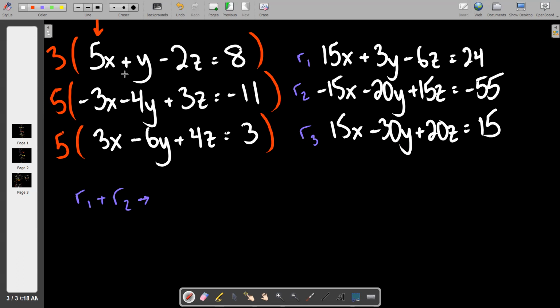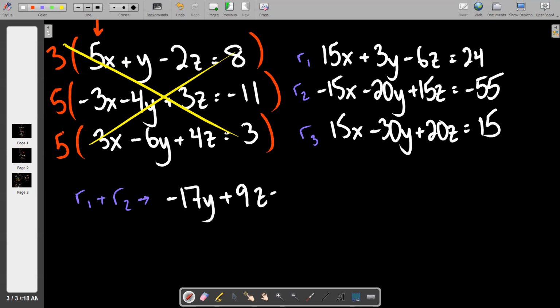Remember, and this is where it happens all the time, people look at these, and it's really easy to do. So remember, those are dead to us now, right? Sort of temporarily, they're not out of the game, but don't look at them. Look at your hard-earned new guys. What's R1 plus R2 going to be? Negative 17y plus 9z equals negative 31. Good job.